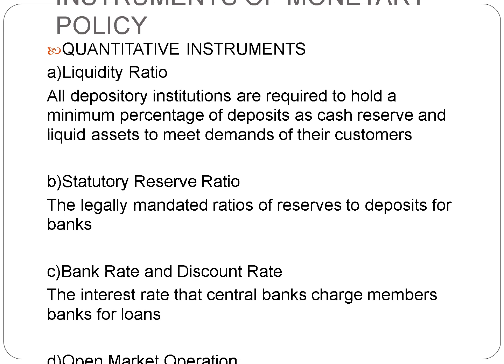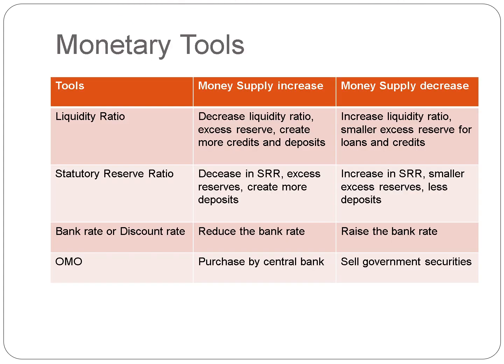Next is the statutory reserve ratio: the legally mandated ratio of reserve to deposit for banks. All this is related to the bank. And the third is the bank rate and discount rate: the interest rate that the central bank charges member banks for loans. Okay, bank rate. And then we have open market operation, OMO.